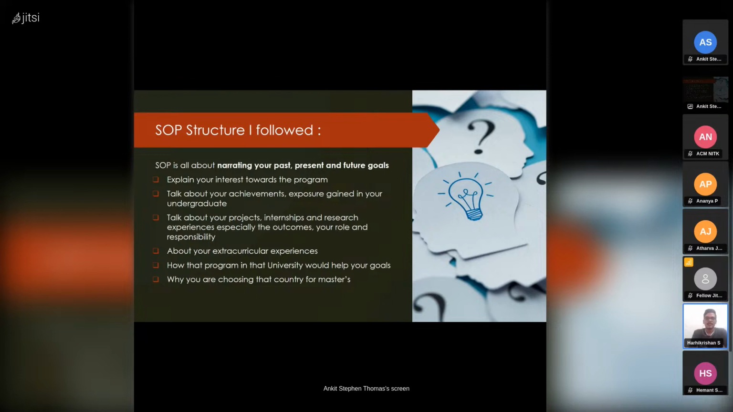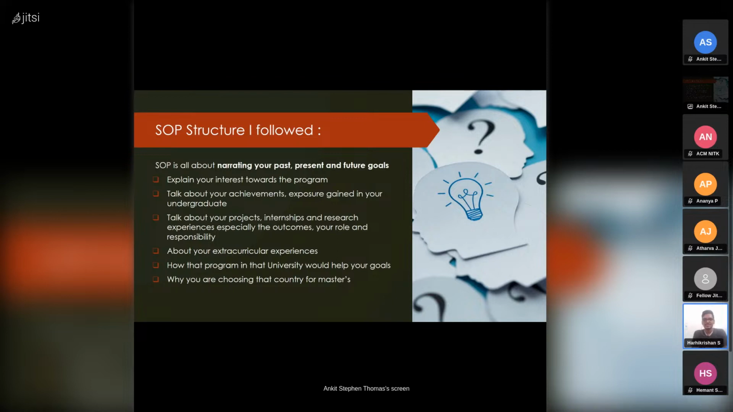You have to balance your extracurricular as well as your academic life. And after completing all your talking about your past, you have to give your future goals. That's where you talk about the program, how the program is going to help you with your goals, and how the country you chose is going to help you with your future goals. Ultimately, you have to connect everything you learned in the past to your future goals, and how it is going to help you. That's the main transition required when you are writing an SOP.